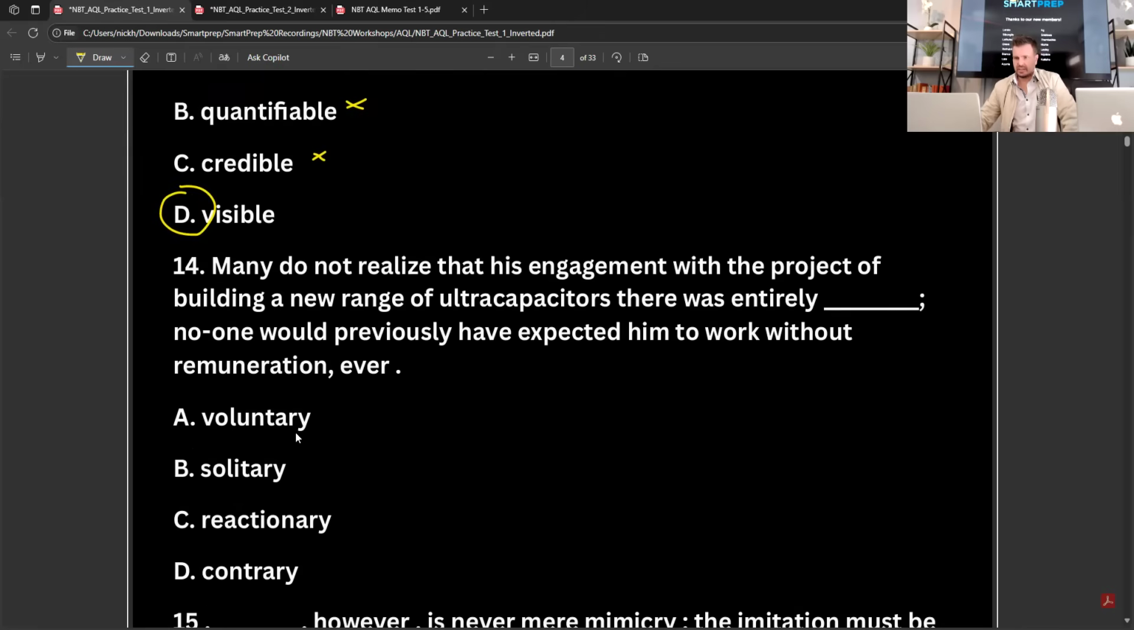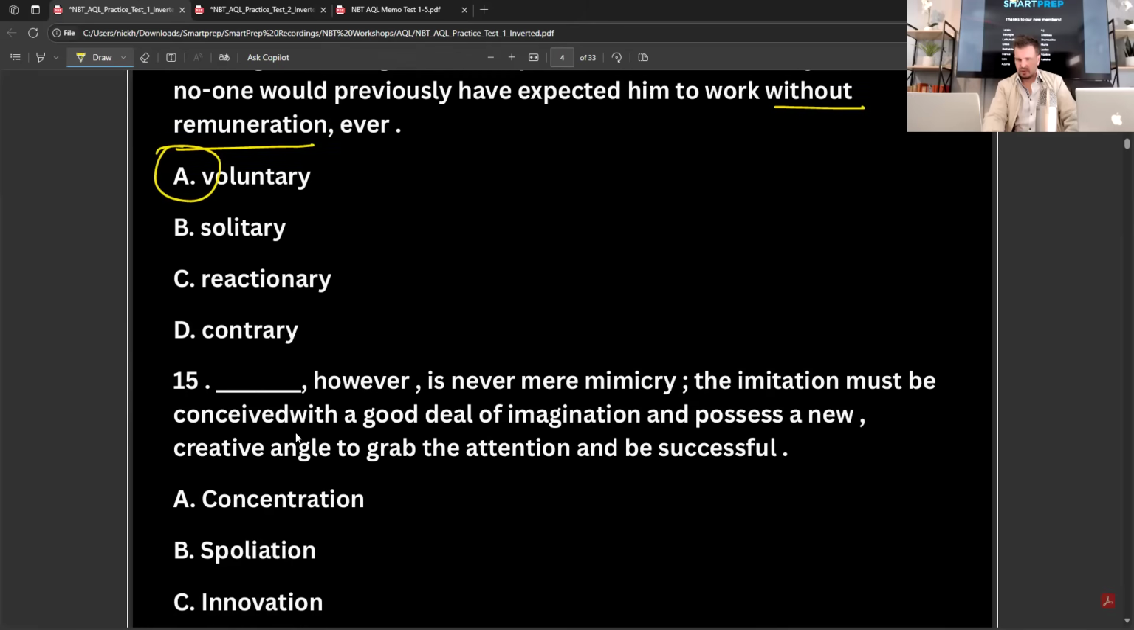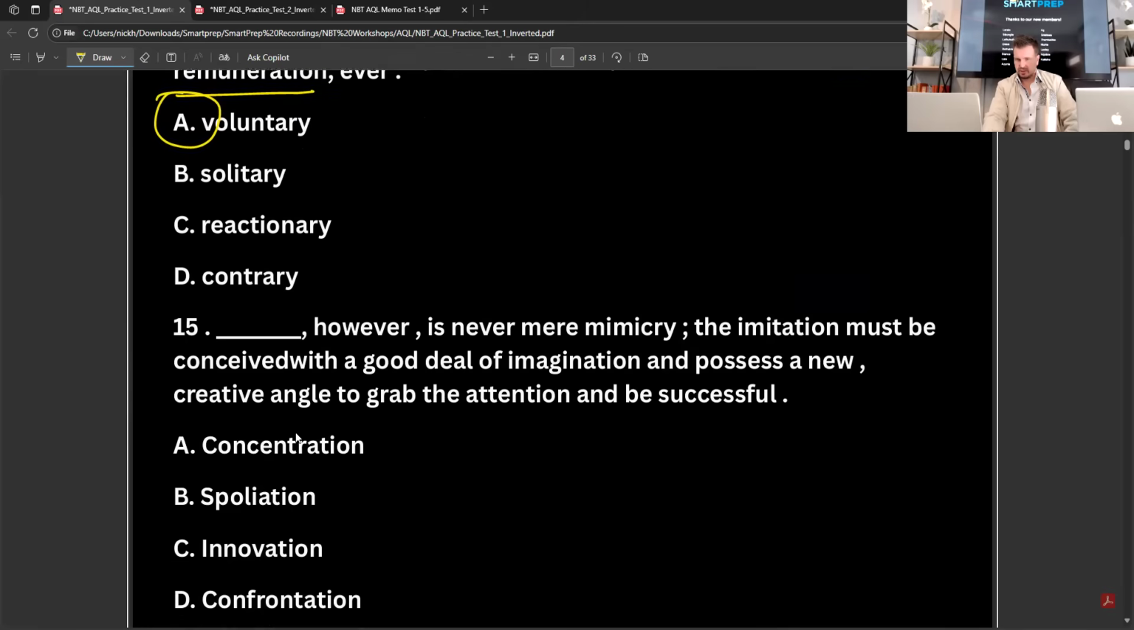Okay, many do not realize that his engagement with the project of building a new range of ultra capacitors there was entirely voluntary, solitary, reactionary, or contrary. Okay, voluntary seems correct. Many do not realize that the engagement with the project building a new range of ultra capacitors there was entirely something. No one would have previously expected to work without remuneration. Okay, so here we have to go a bit deeper. It's without remuneration. So if you do not get paid, you're a volunteer. So that now we know is going to be A. Contrary means opposing. Reactionary means you just respond to something.